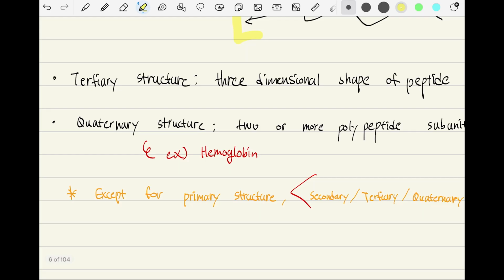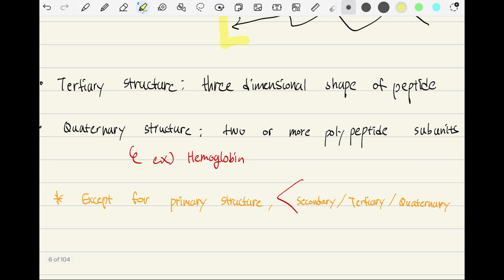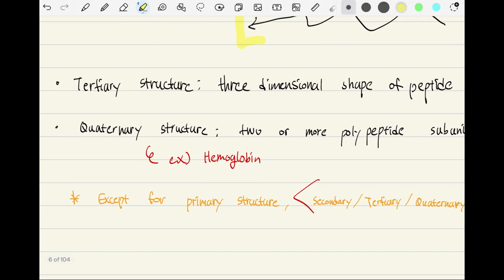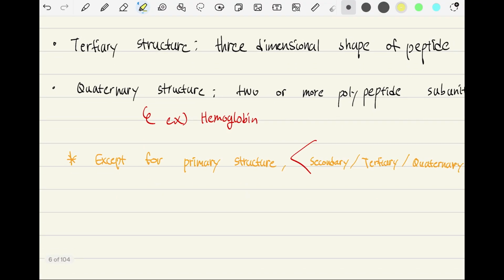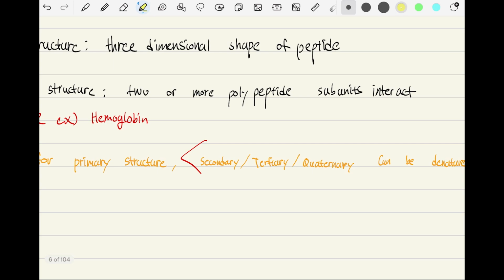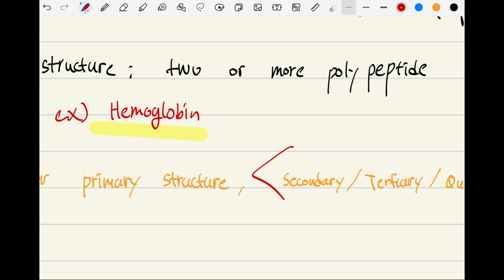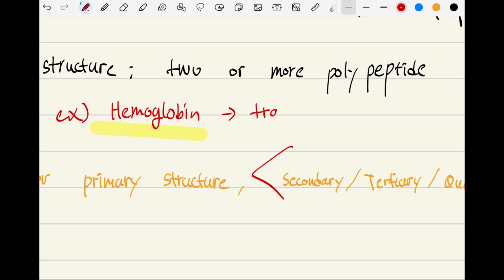Let's talk about the tertiary structure of protein. It basically means the three-dimensional shape of the peptides. That's all it says. The quaternary structure is two or more polypeptide subunits interacting. The most famous example is hemoglobin in our blood, which transports oxygen.